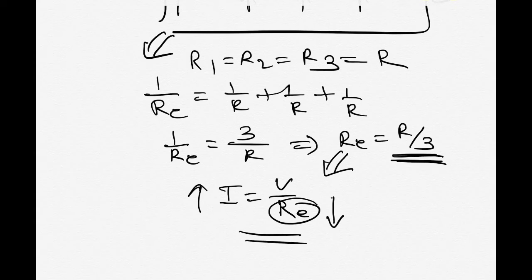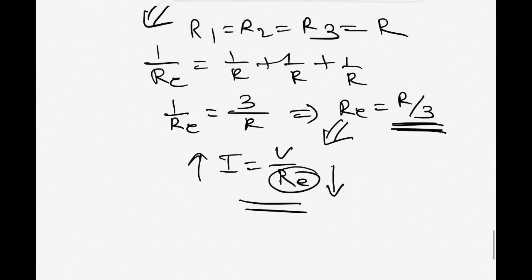And the case for series resistors is opposite to that. Series resistors are used to decrease the current in the circuit. So whenever you want to decrease the current in the circuit, you add a resistor in series.